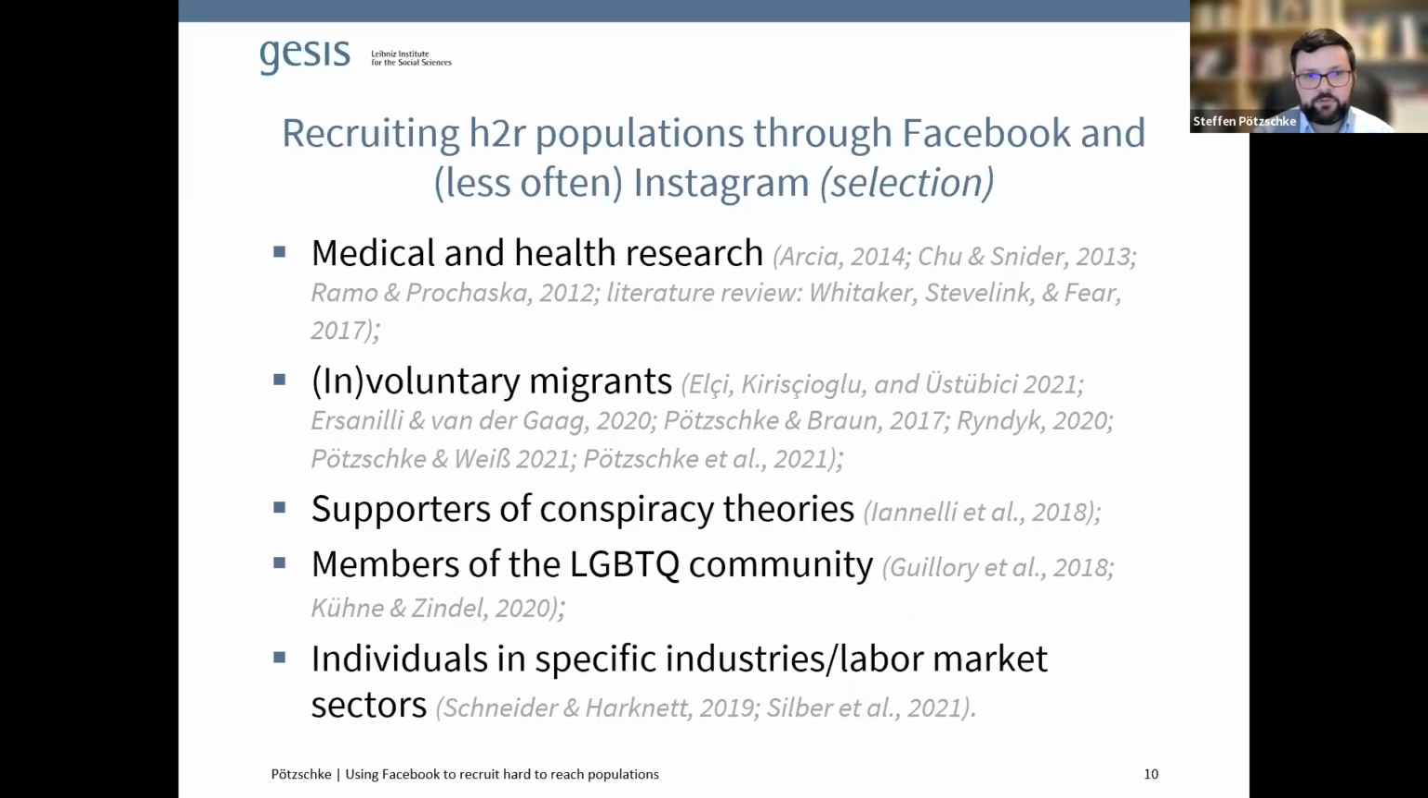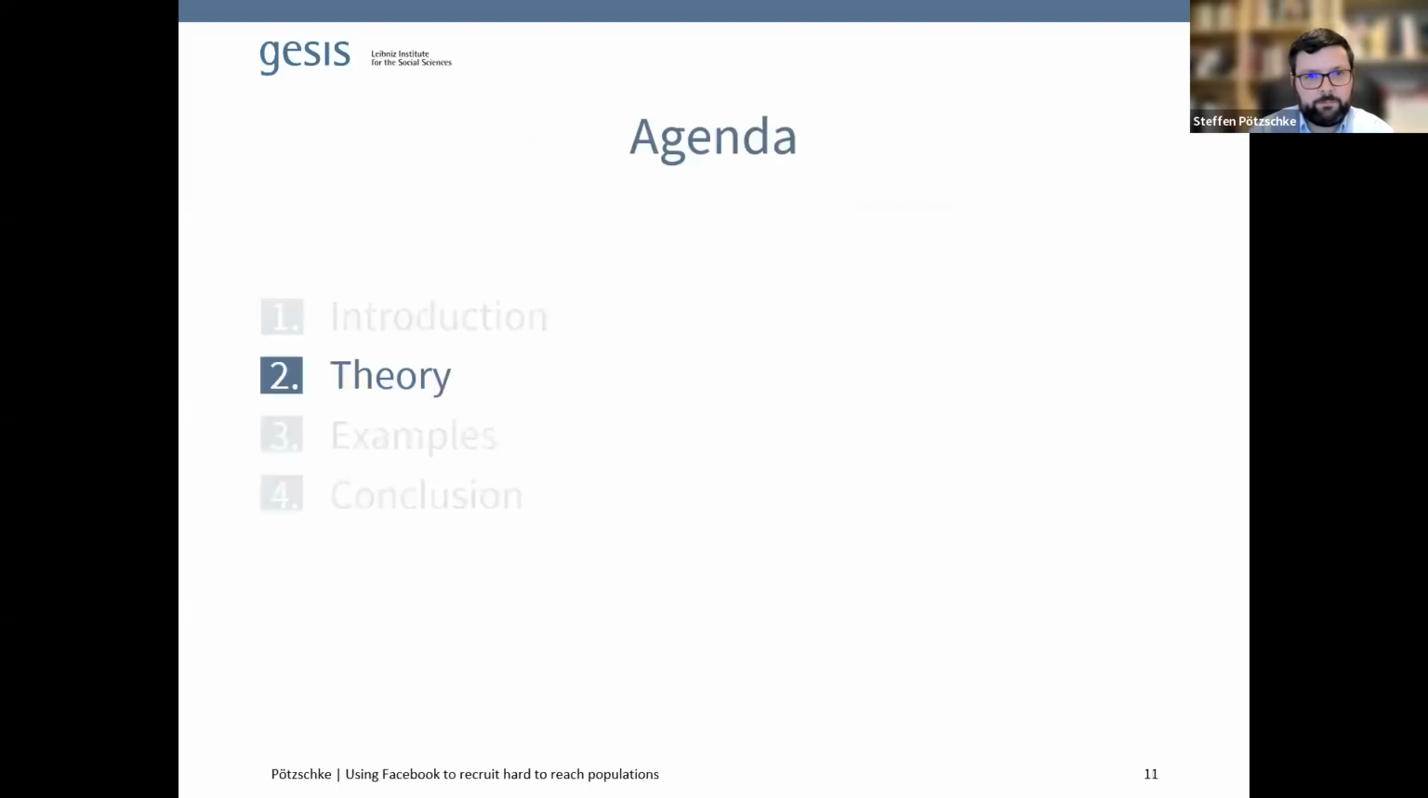Taking all these advantages and disadvantages into consideration, this method has already been used to target a number of different hard-to-reach populations, different in the characteristics which make them hard to reach. So we have a number of very interesting research projects in medical and health research, migration research. There has been research on LGBTQ communities, and also on people who are targeted because they work as professionals in specific industries or labor market sectors.